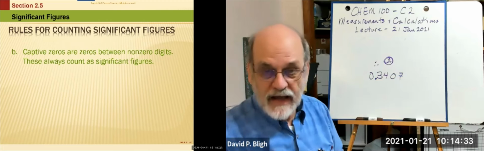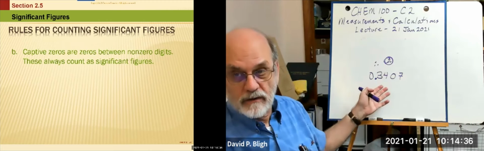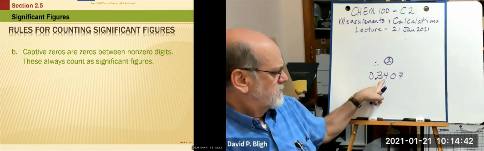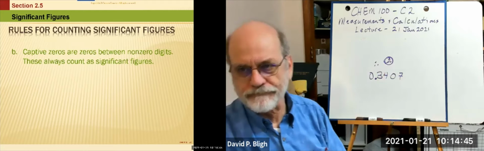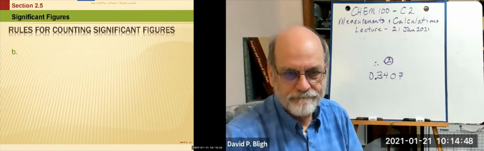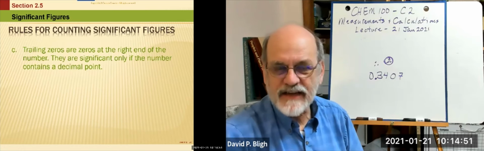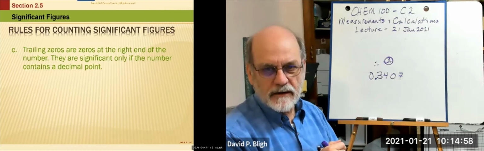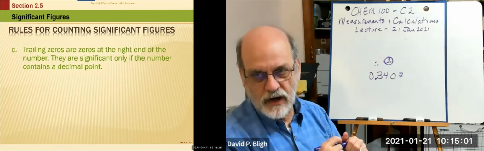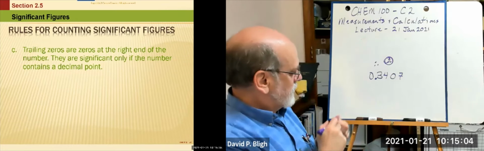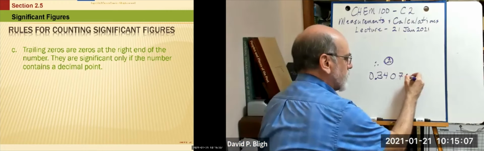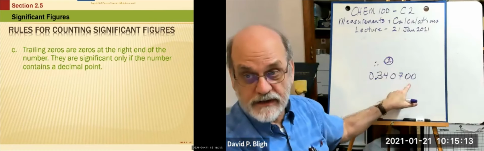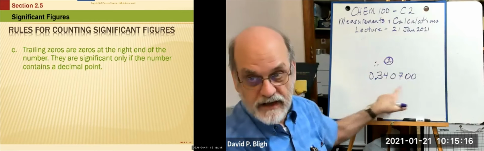It is significant. So we have four significant figures when you have a captive zero. Okay? And when you write scientific notation, you will keep that zero: 3.407 times 10 to the minus 1. And the last case are trailing zeros. Trailing zeros are significant if there's a decimal involved. So let's say we have more zeros out here. Those zeros are significant because they're to the right of the decimal.